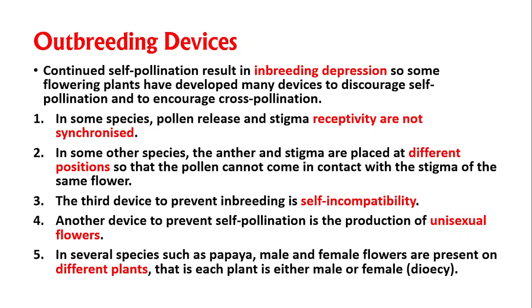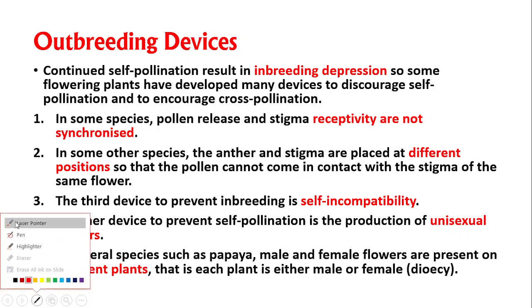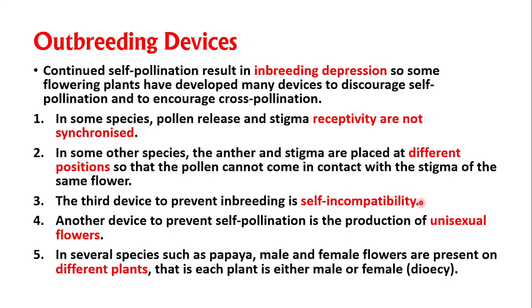The third one is self incompatibility. The third device to prevent inbreeding is self incompatibility. What is self incompatibility? It is a type of outbreeding device in which the same plant's flower, particularly the anther and stigma, will not be compatible with each other. Even though pollination takes place, it will not lead to fertilization. Why? Because they are incompatible.